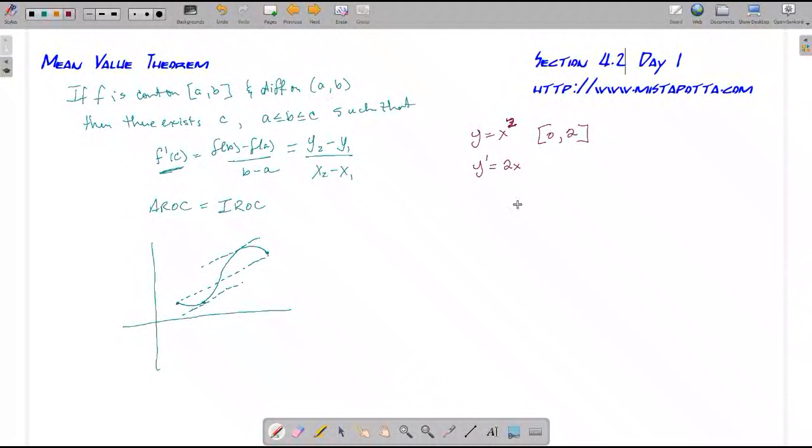Now, what I'm saying is that if I take a look at 2c, that should be equal to f of b, which would be 2 squared, minus f of a, which would be 0 squared, over 2 minus 0. In other words, there's got to be a place in that interval where 2c equals 4 over 2. So if 2c equals 2, that means c equals 1.